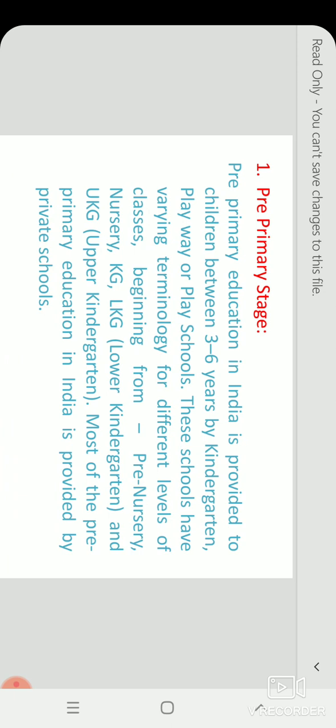The first one, pre-primary stage. This is the first stage of education. Pre-primary education in India is provided to children between 3 to 6 years. And these schools have varying terminology for different levels of classes, beginning from pre-nursery, nursery, KG, LKG and UKG. Most of the pre-primary education in India is provided by private schools. Pre-primary education helps the children become more independent and confident, as well as promotes all-round development.